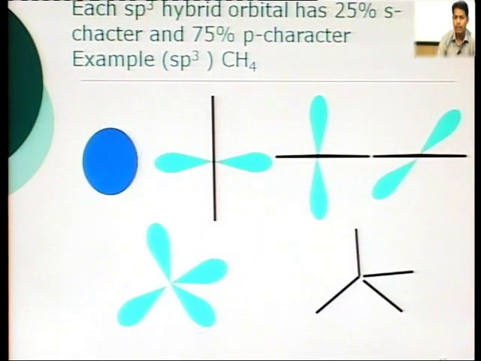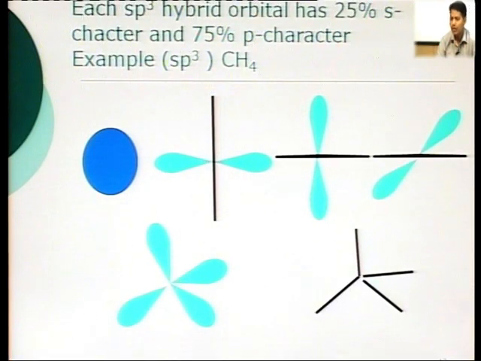Each sp3 hybrid orbital has 25% s character and 75% p character. As there are 4 orbitals, 1 s and 3 p, the 4 orbitals each have 25% character. In sp3, 1 is an s orbital and 3 are p orbitals, so the p character in a hybrid sp3 orbital is 75% and the s character is 25%.